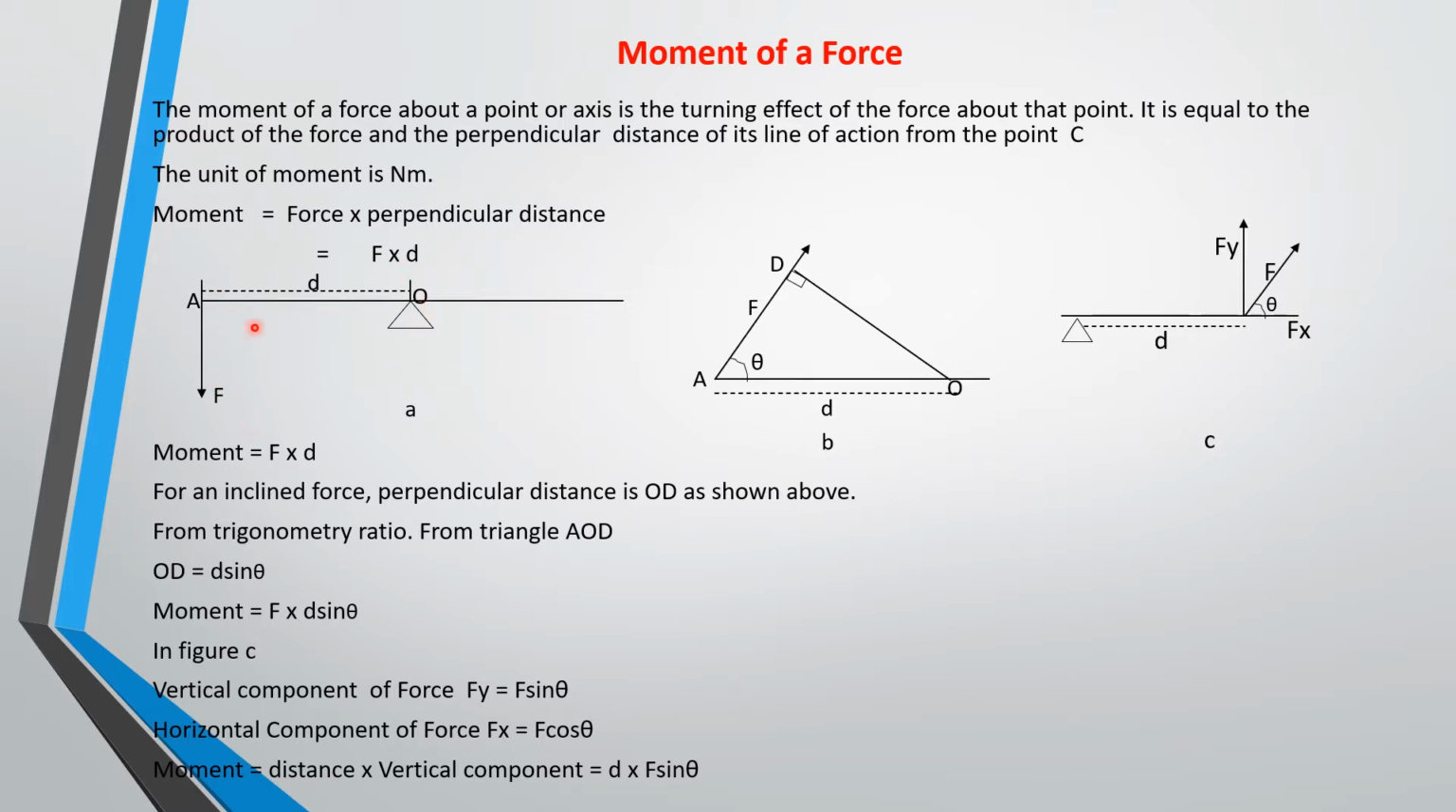Now, assuming the force is inclined, at a perpendicular distance as shown by this particular drawing. So if the force is inclined at an angle to the horizontal, then the line of action of the force is this particular line that is meeting this at an angle of 90 degrees. So from trigonometric ratio, the distance of the force is given by d sine theta.